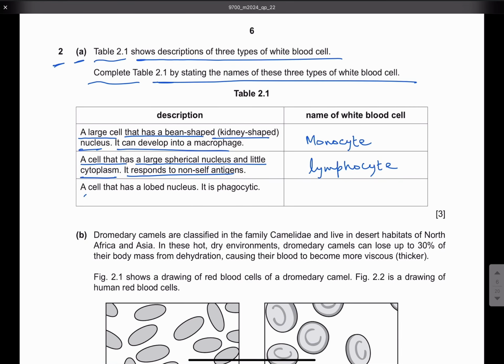A cell that has a lobed nucleus, it is phagocytic. So the cell which is the phagocyte with a lobed nucleus is a neutrophil.